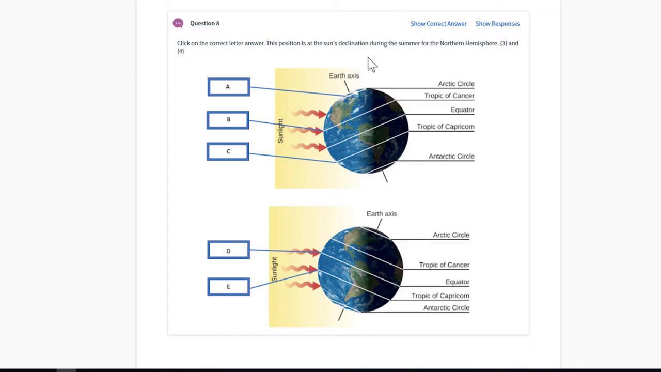This one, the position of the sun's declination during the summer for the northern hemisphere. So there's one possibility. In the summer, the subsolar point is on the Tropic of Cancer. Most of the responses on this one were letter B. Some said letter A. I don't know why, because the subsolar point can only go between 23.5 degrees south, the equator 0, or 23.5 degrees north. So the correct answer for this one, I think most of you got correct, was letter B.